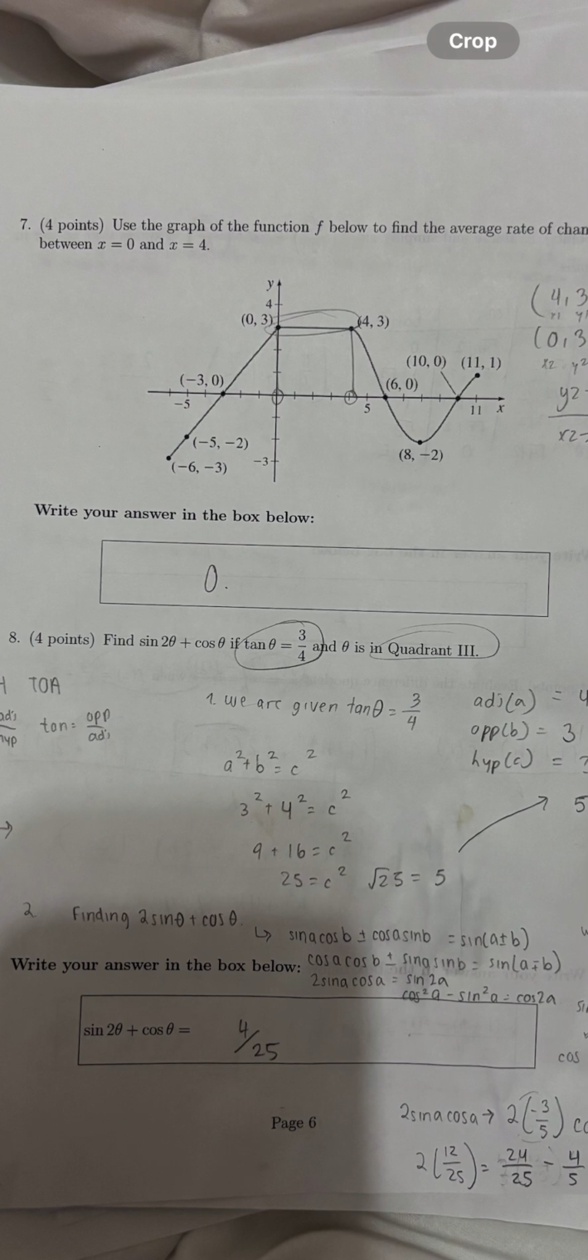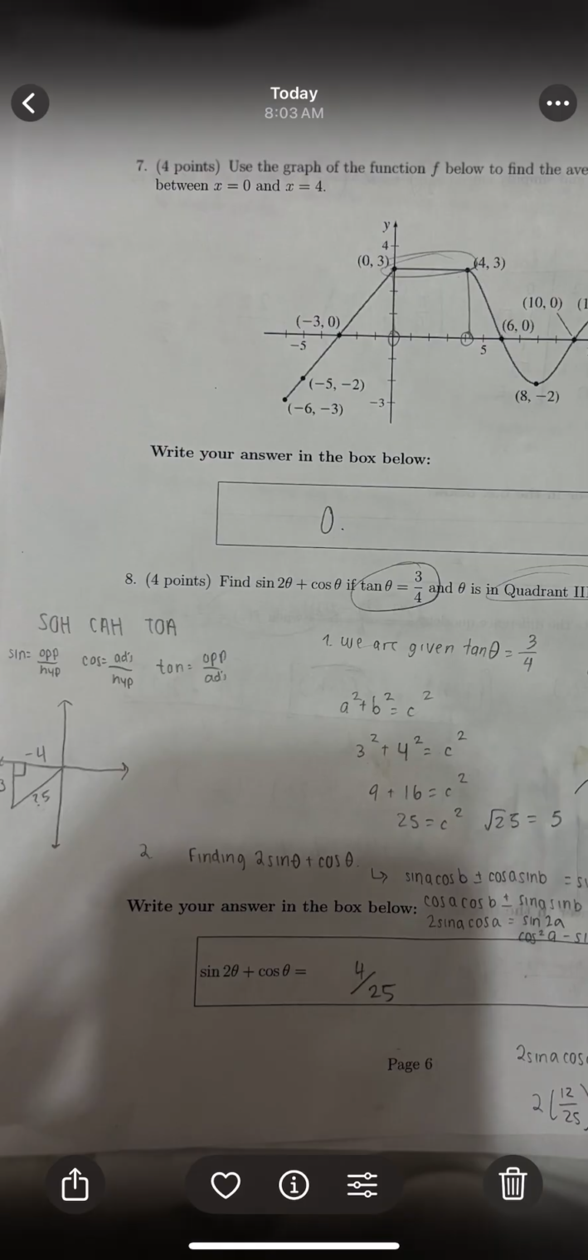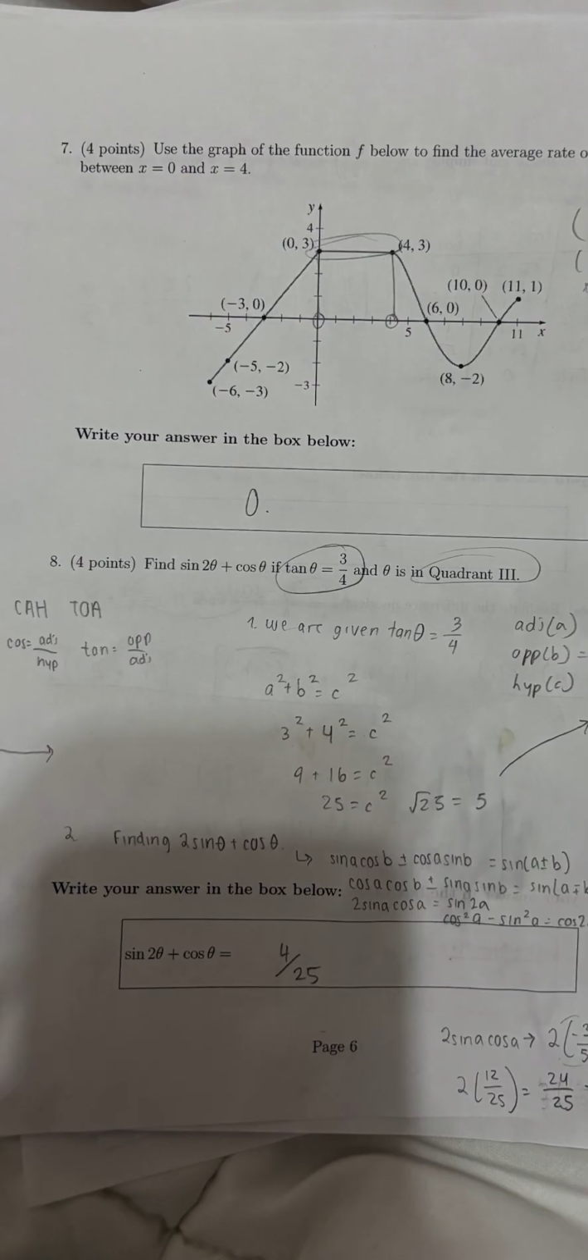Find 2 theta plus cosine theta if tan theta equals 3 over 4 and theta is in quadrant 3. We want to acknowledge the tan. The tan is going to be TOA, so opposite over adjacent. We're given tan, so we automatically know that our adjacent is going to be 4 and our opposite is going to be 3. In order to get the hypotenuse, we must do a squared plus b squared equals c squared. We have 3 squared plus 4 squared equals c squared, and if we simplify further, we are going to have radical 25 or 5, so the hypotenuse is 5.